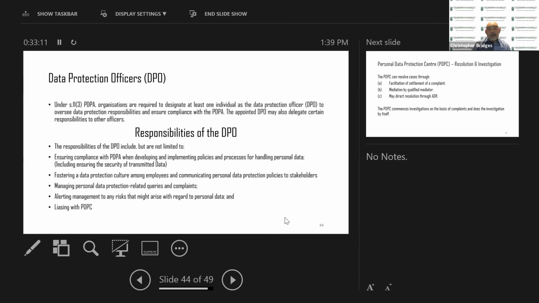Okay, with regards to the responsibilities of the DPO, as I've explained earlier, they include ensuring compliance with the PDPA, fostering a data protection culture, managing personal data protection, and liaising with and alerting management. Now, with regards to the appointment of a DPO, you have to seriously consider whether you have discharged the duty if you were to appoint a junior staff, because the junior staff may not be able to discharge the duties of a DPO as required under the Act. So normally a DPO has got to be mid to upper management level, who is able to carry out the functions under Section 11.3 of the PDPA.